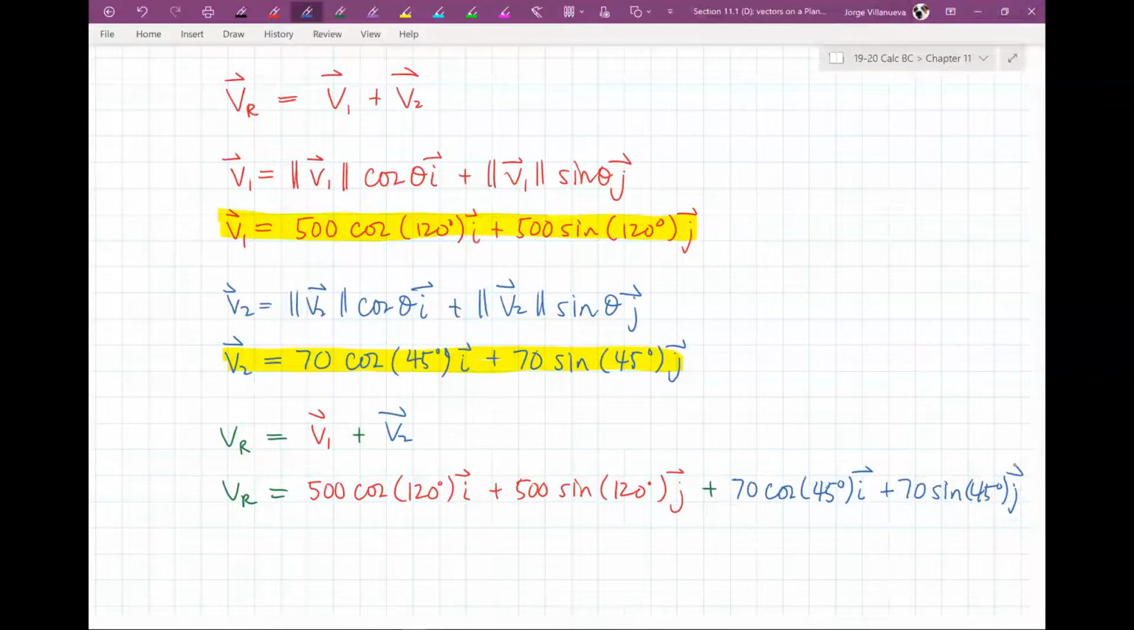Now at this point you're going to want to get your calculator. You join your i values together, you join your j values together. Here are the values that we get. V sub r is, the i component is negative 200.5 i.